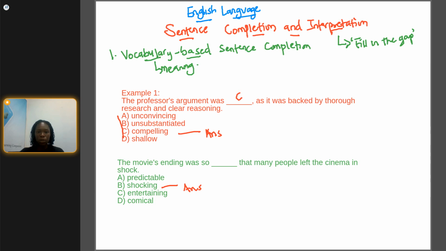All right, so I'm going to have to wipe off the board now so we can have the other points on the board. All right, so the second point is context based sentence completion. Please do not forget and do not mix this point together. The first one we looked at is vocabulary based. The second one we are looking at is context based.